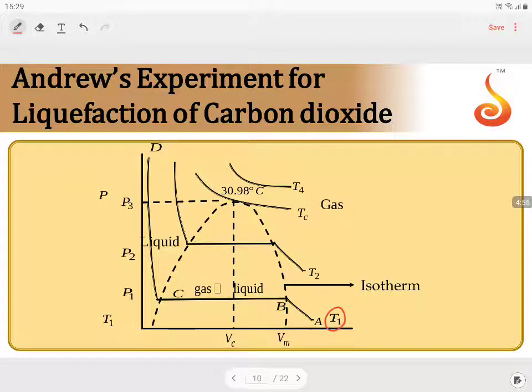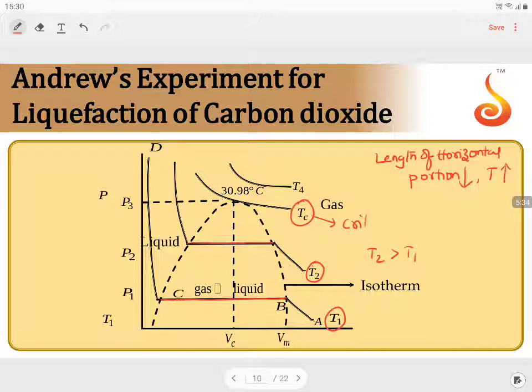Starting from temperature T1, you get a graph like this. Moving from temperature T1 to T2, where T2 is greater than T1, the temperature increases. As you increase the temperature further from T2 to Tc, you will observe the length of the horizontal portion, the biphase system, decreases as we move to higher temperatures, and slowly at a point Tc, called the critical temperature.